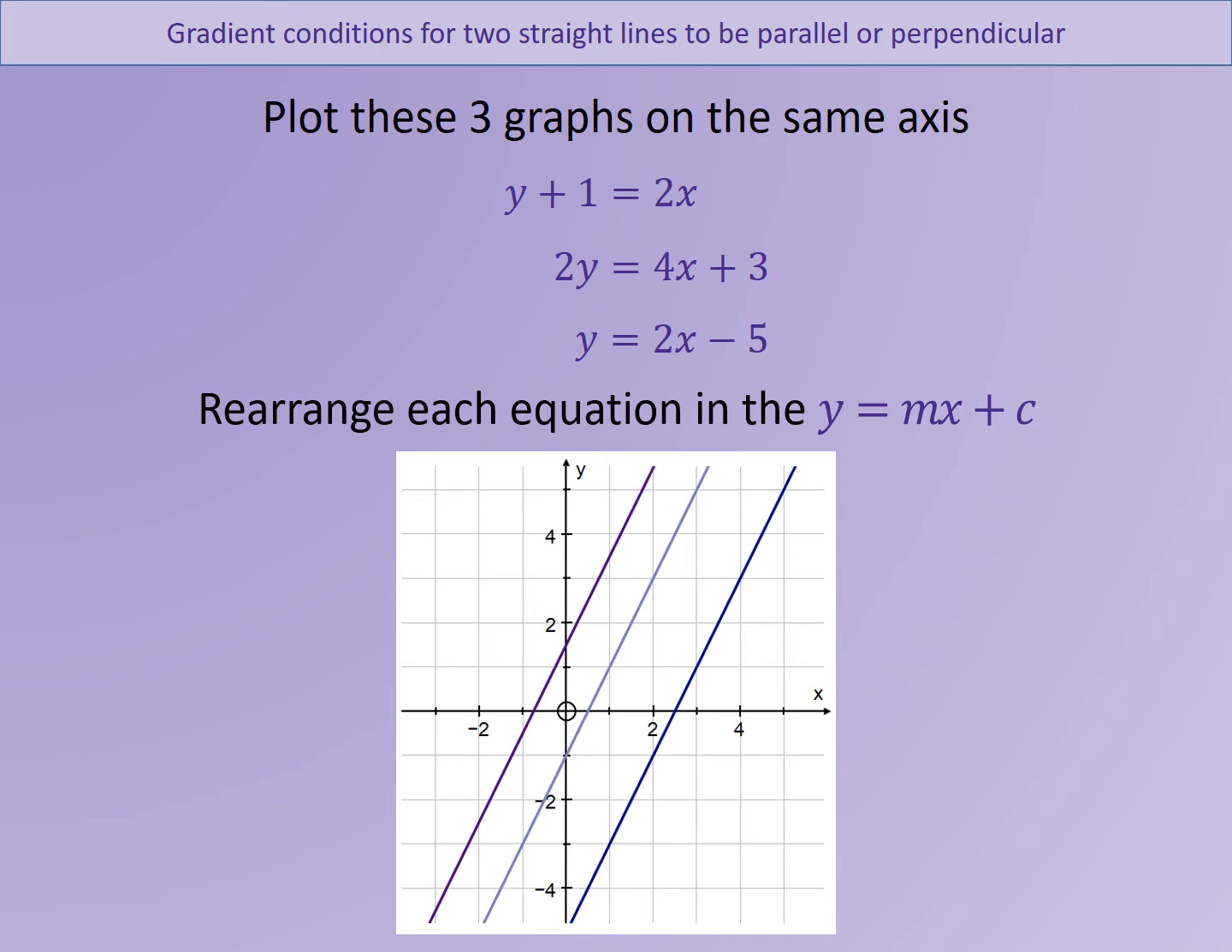So what makes those three lines parallel? Well, the three equations that I gave you to look at all have the same gradient. They all have a gradient of 2. And that's the next thing that we need to investigate.